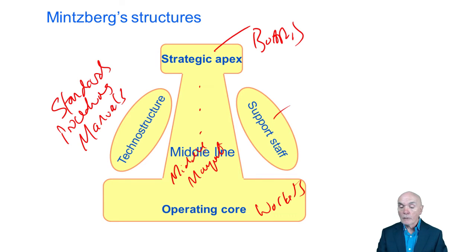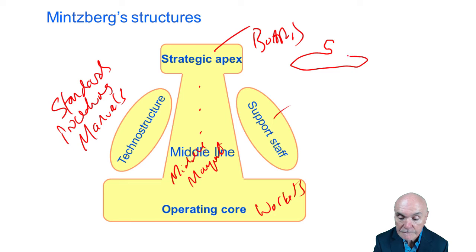So an entrepreneurial organization, that's the very small one we talked about earlier, is just going to have the boss and basically the workers. It's going to be a bit like that. There is no support staff. It's far too small, far too young. There's no Tecna structure because people haven't really got around to writing the procedures, manuals, and so on. So basically it's the boss and the workers.